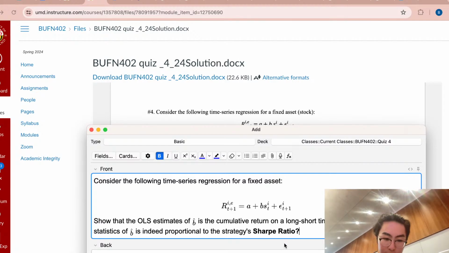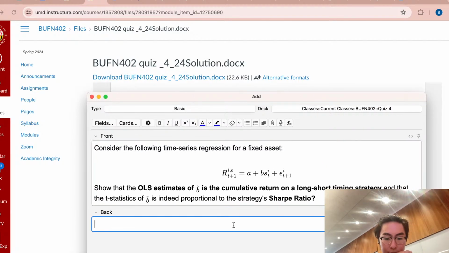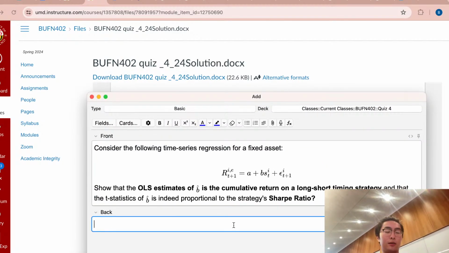So there's two things, right? Show that the OLS estimate of b hat is the cumulative return on a long short strategy, and that the t statistic of b hat is indeed proportional to the strategy Sharpe ratio. Oh man, because I remember this question was asked on the exam, and I got 0 points for the long short strategy part. I'm still kind of confused, honestly.